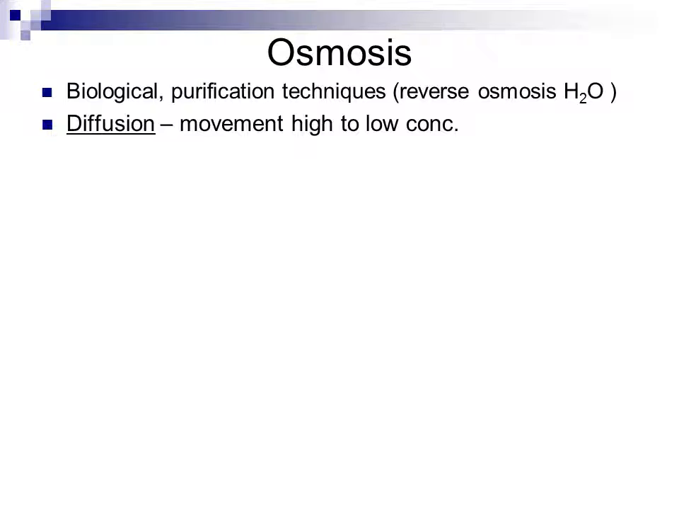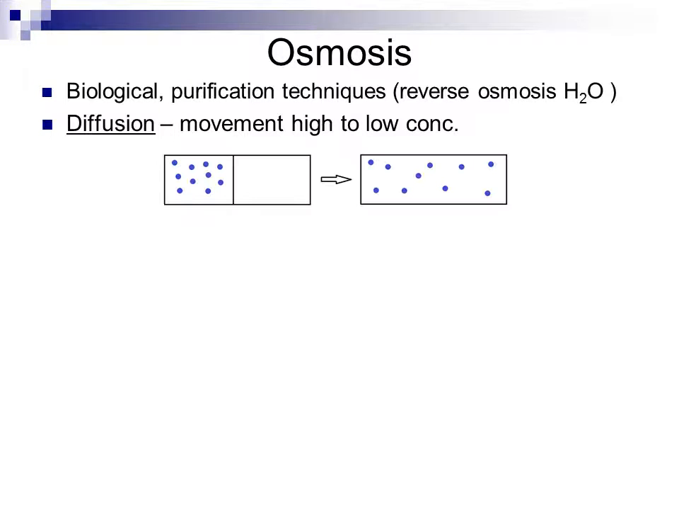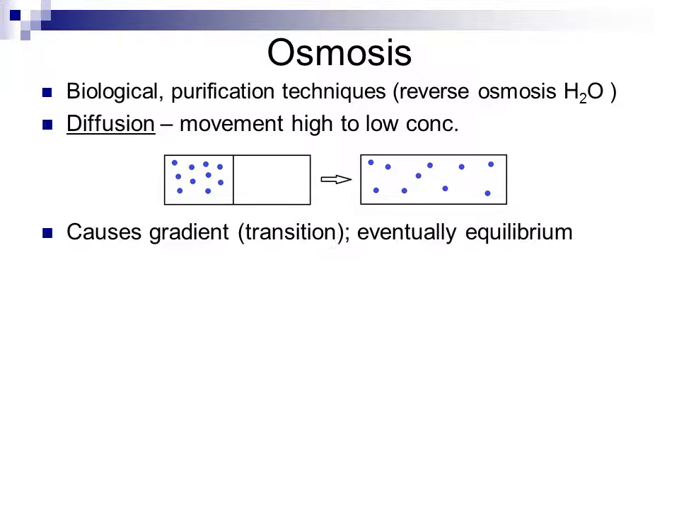Diffusion is a property that osmosis relies on. Diffusion is the movement of anything from a high concentration to a low concentration. If we look at this, for example, if all of the blue particles are concentrated on one side of the container by a wall that separates them, if we remove the wall, then over time they will spread out until they equilibrate throughout the container.